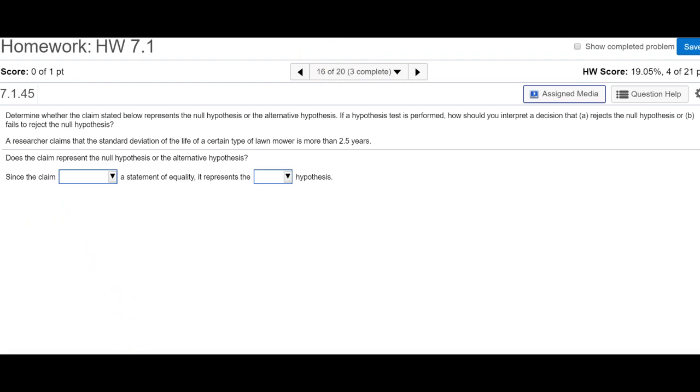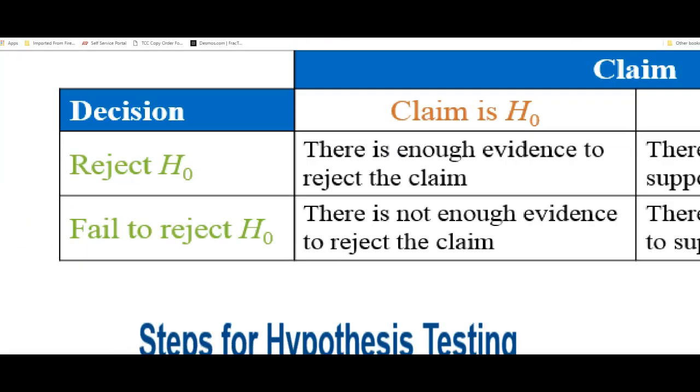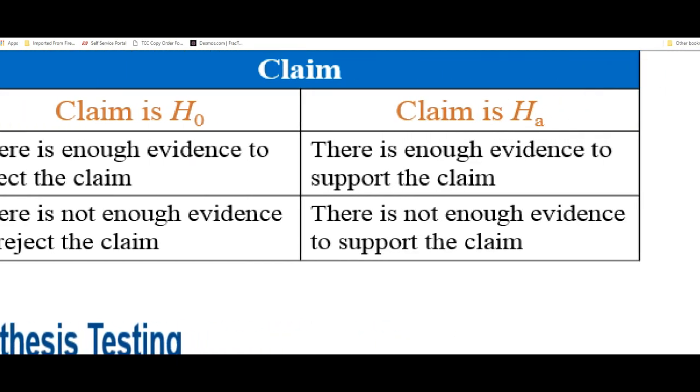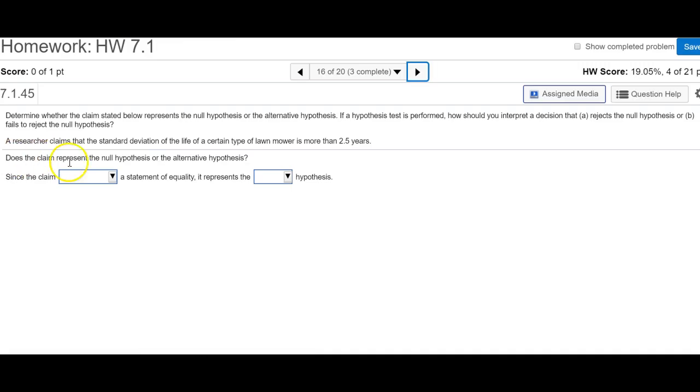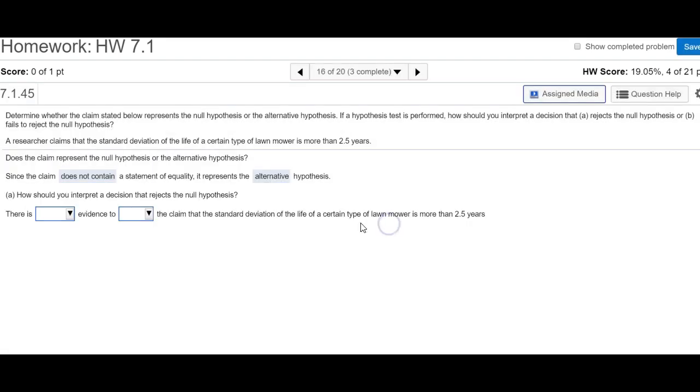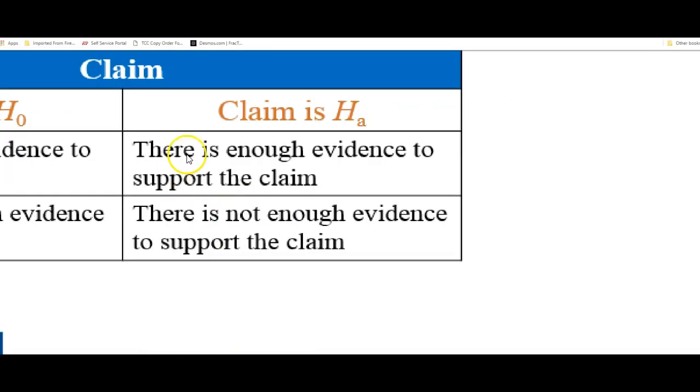So what I'm going to do is go back to my screen here. In this case, HA is the claim. So this is what I'm going to be looking at. Okay, fair enough. Remember, HA is the claim. The claim does not contain inequality, so it's my alternative hypothesis. Very good. When my alternative hypothesis is my claim, I look at the second column.